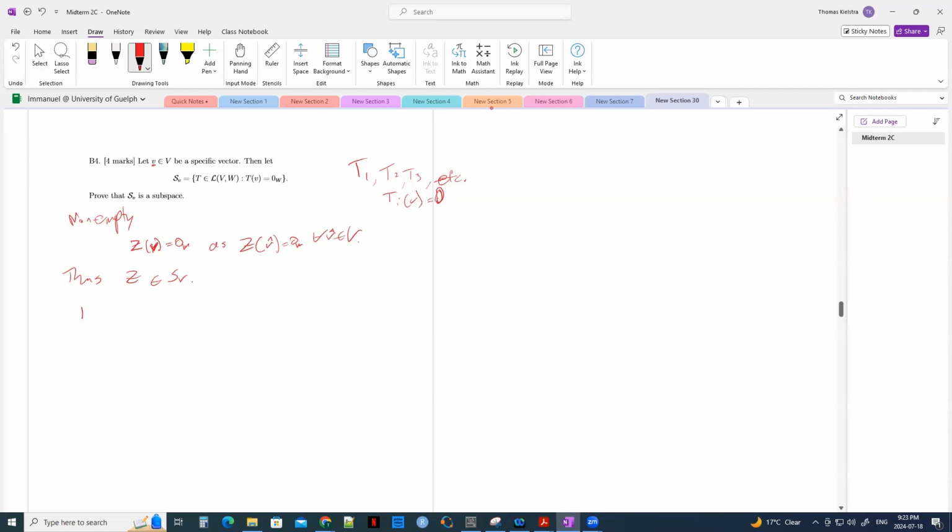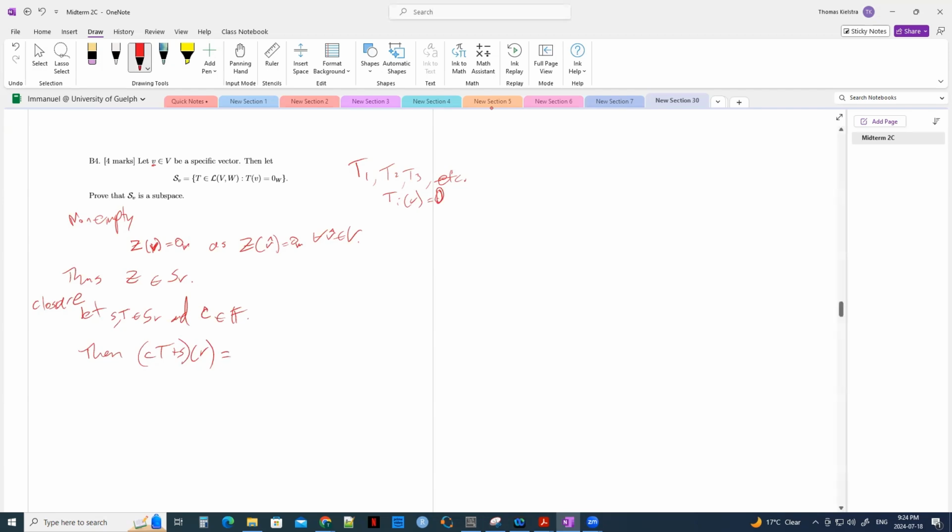Now we have closure. That's what we're proving next. So let S and T be in S_v and c be in our field, F or C. Then (cT + S)(v). Now what we're looking to see is whether cT + S, that linear transformation, is in this set. So when I apply it to v, this should equal 0.